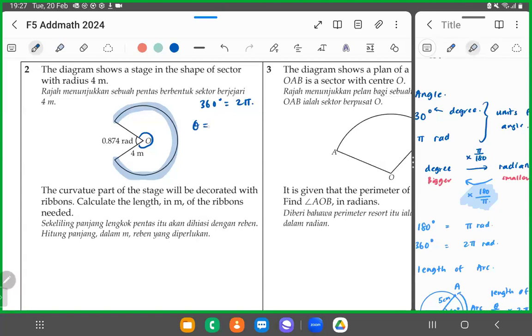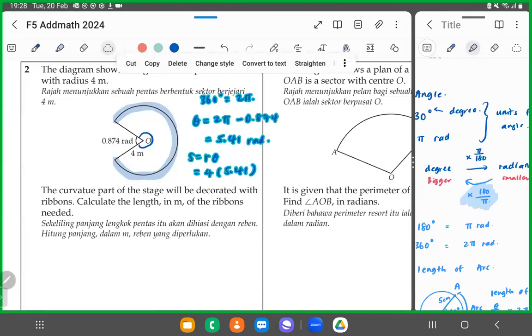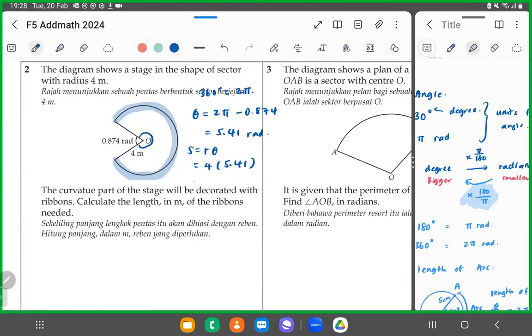The angle equals 2 pi minus 0.874. So the angle is 5.41, right? Radian. So s equals r theta, 4 times 5.41 only. Okay, so the answer shall be 21.64. Good. And then this one is in meters, so this one will be in meters as well.